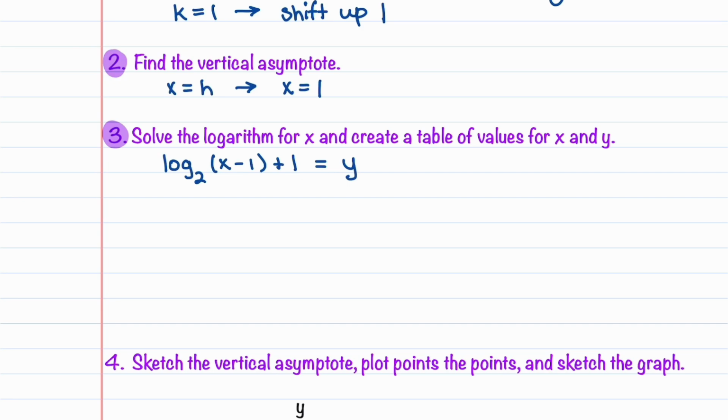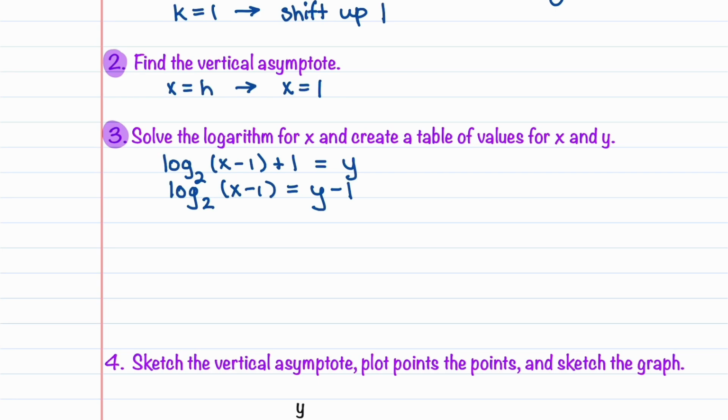To solve this equation, we are first going to isolate our x term on the left-hand side. So I'm going to take the 1 to the right-hand side and write this as log base 2 of x minus 1 is equal to y minus 1. Now what we're going to do is rewrite this equation in its exponential form. I have a video all about that if you need a little bit of a review.